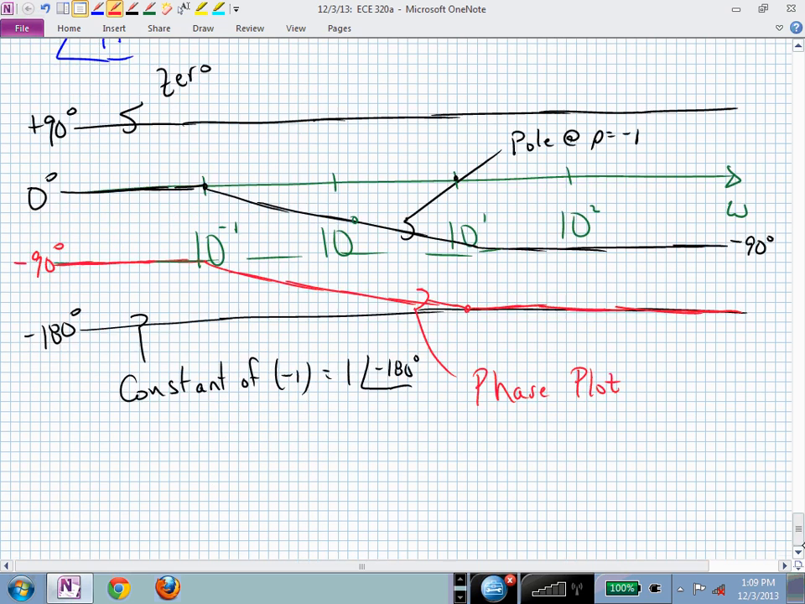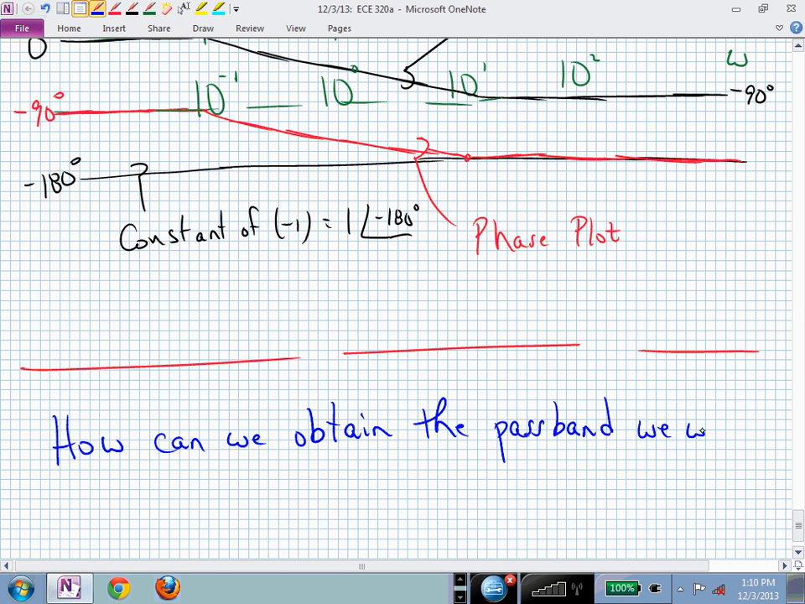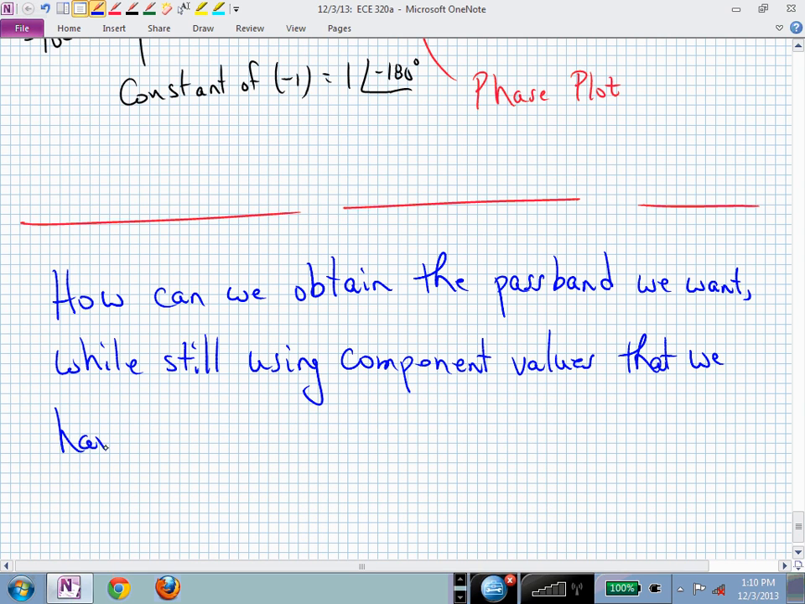Let's now look at how we can change or modify the passband or the frequency behavior of these circuits that we know how to design or analyze. How can we obtain the passband? That's the band of frequencies that we are favoring or wanting to pass. So how can we obtain the passband we want while still using component values that we have available or that are in the stockroom?